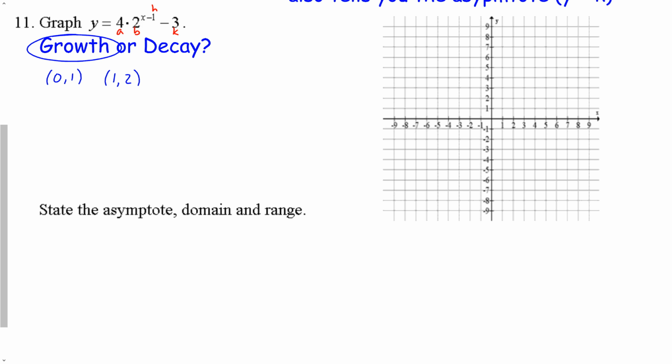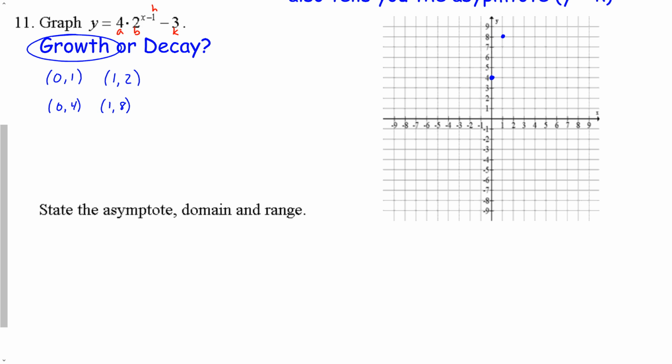Go back up here and label these. Your a value is 4. That means you're going to take each of your y values and multiply them by that 4. So you now have the points (0, 4) and (1, 8). Those are the 2 points you want to start your graph with. Now, I wouldn't even draw the curve at this point because we still have to do a couple other things.